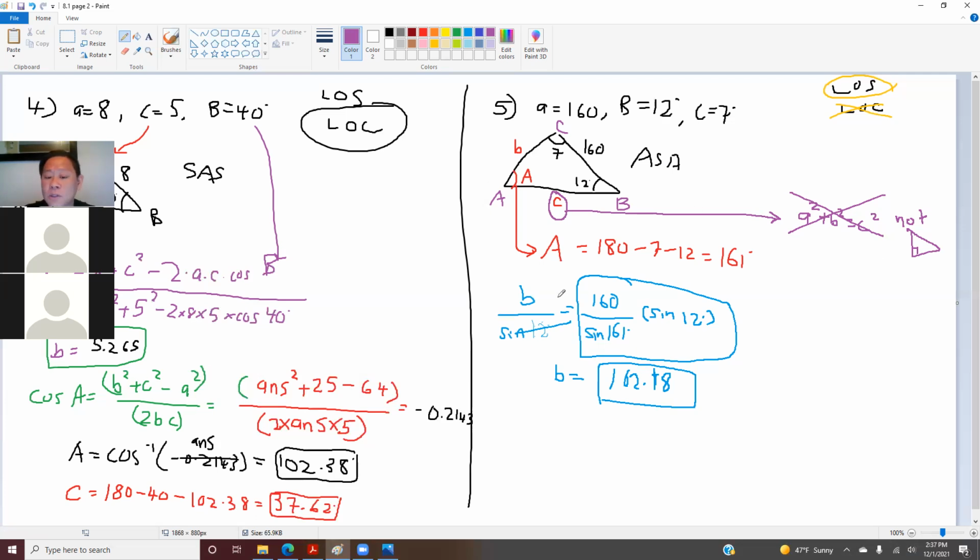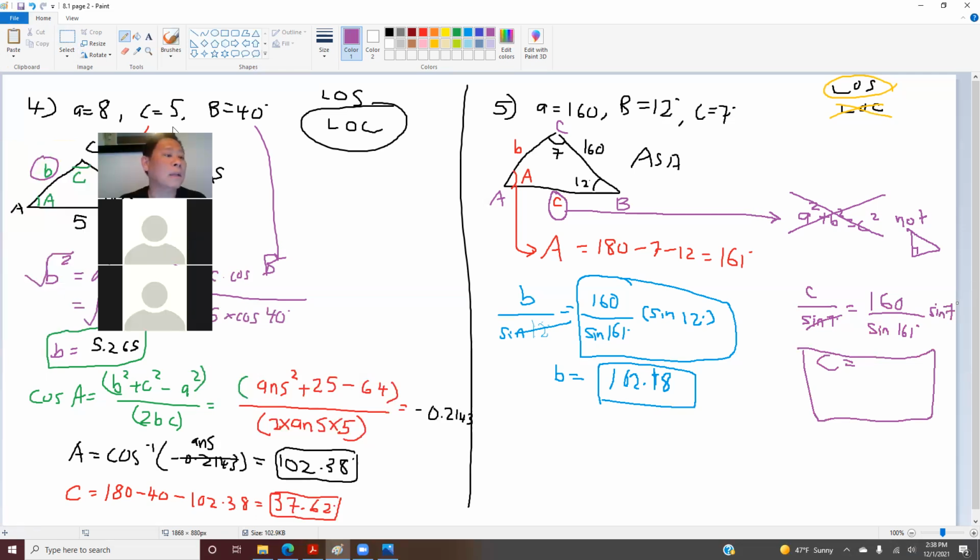So how do you find C? It's the same thing that we did here. So c over sine C, and sine C in this case is 7 degrees. We're still going to use your A here, so it's 160 over sine 161. And then you multiply by sine 7 here, and use your calculator to do this. I think you guys know how to do this, right? Just plug it in and it'll be fine.